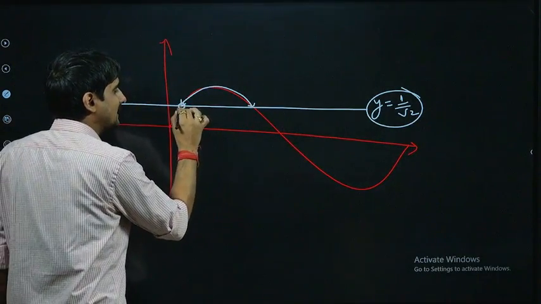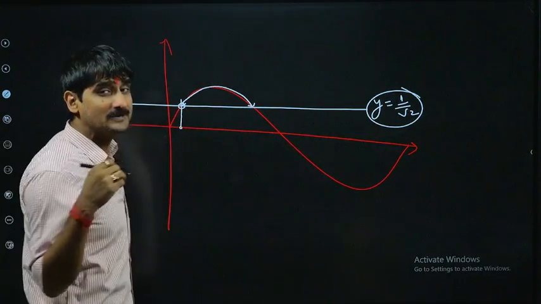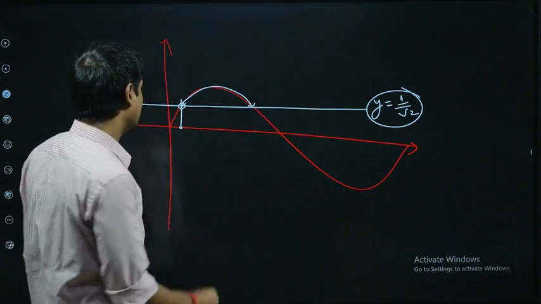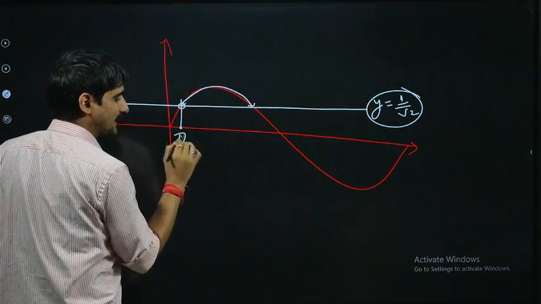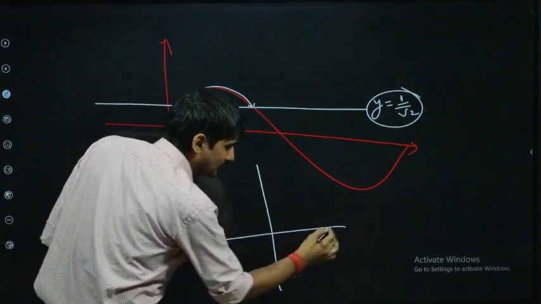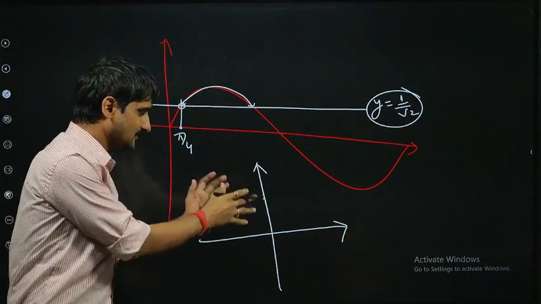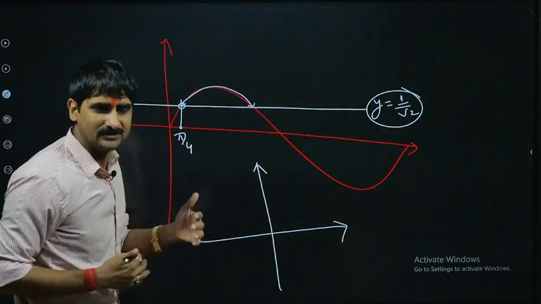So when is sin x equal to 1 by root 2? In the first quadrant sine is positive, and in the second quadrant sine is positive. So in the first quadrant we all know it's pi by 4. Now again, recall this, what do I say, the angle with respect to the quadrant.